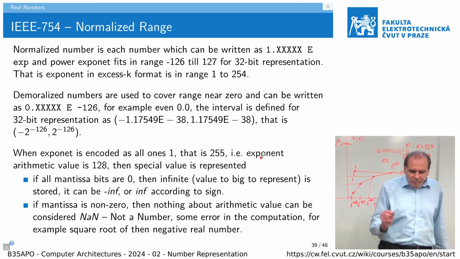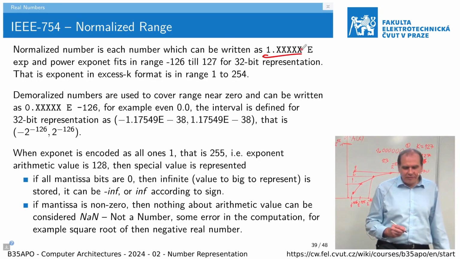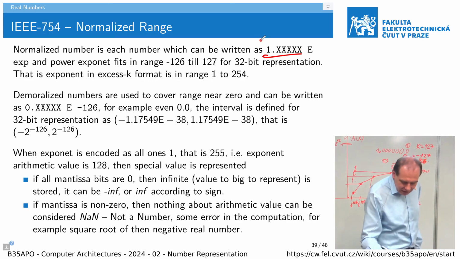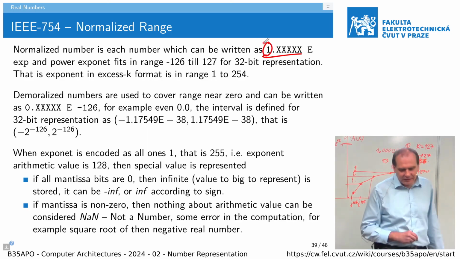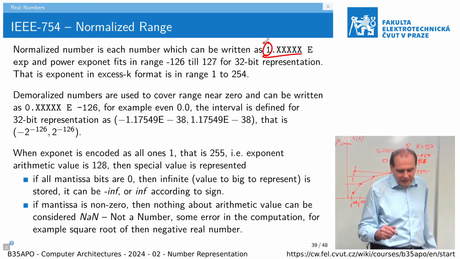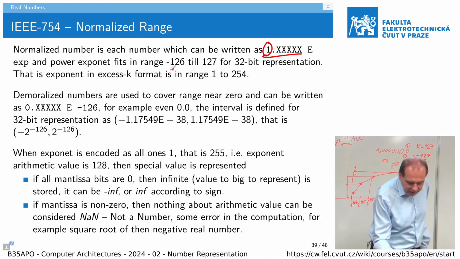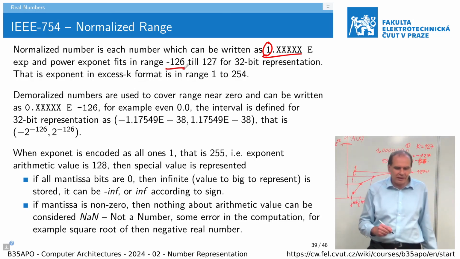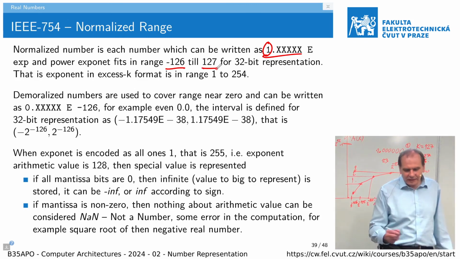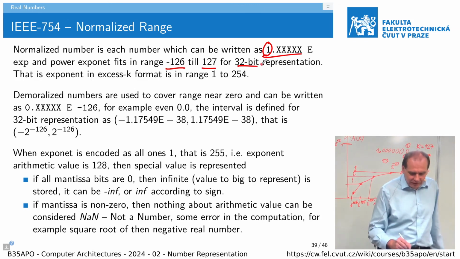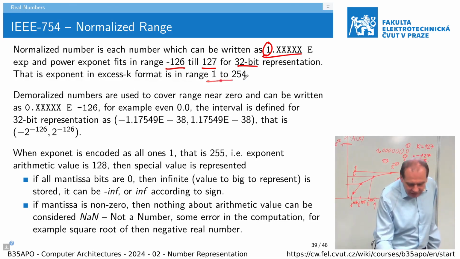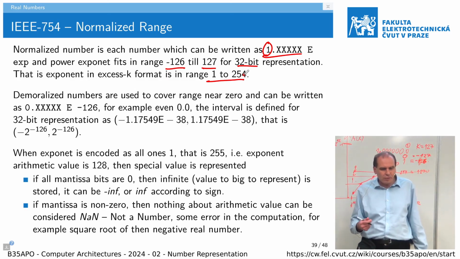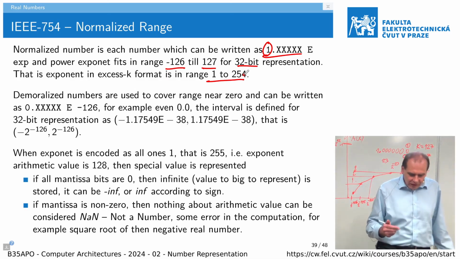So, when we represent normalized numbers, those which can be represented in binary with a 1 at the start of the mantissa, we can use exponents from -126 to 127 for the 32-bit representation. And that representation will be stored as a value from 1 to 254.